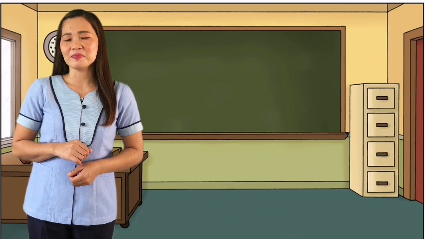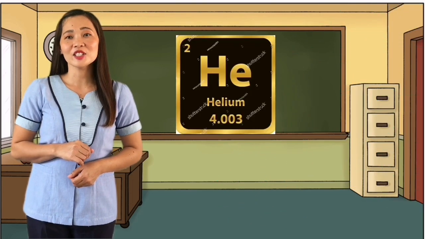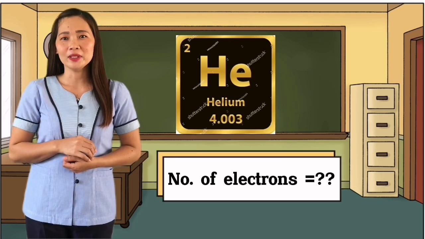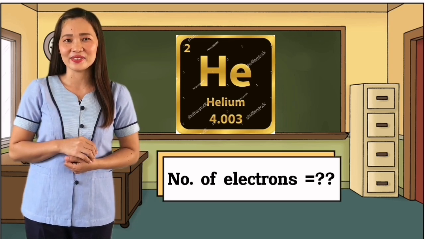Just like you, my dear learners, whether you are a girl or a boy, you have equal opportunities in all aspects of life. Let's have an example. Helium has an atomic number of 2. How many electrons does it have?